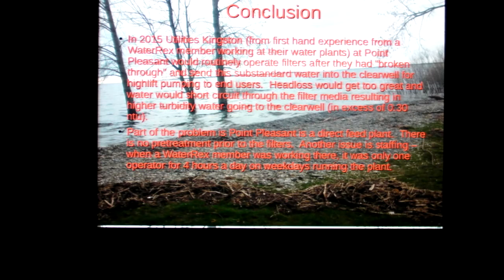So, in conclusion, in 2015, Utilities Kingston, from first-hand experience from a WaterRex member working at their water plants at Point Pleasant, would routinely operate filters after they had broken through and send this substandard water into the clear well for high lift pumping to end users. Head loss would get too great and water would short circuit through the filter media, resulting in higher turbidity water going to the clear well, in excess of 0.30 NTU.